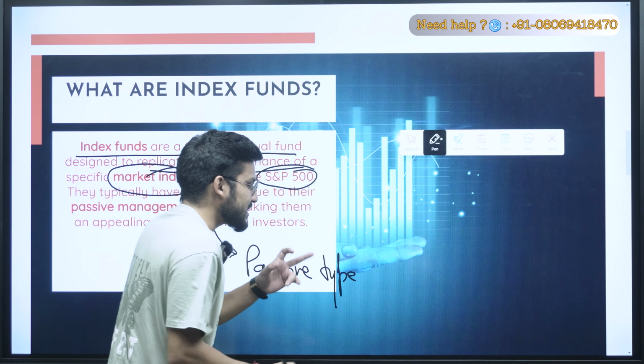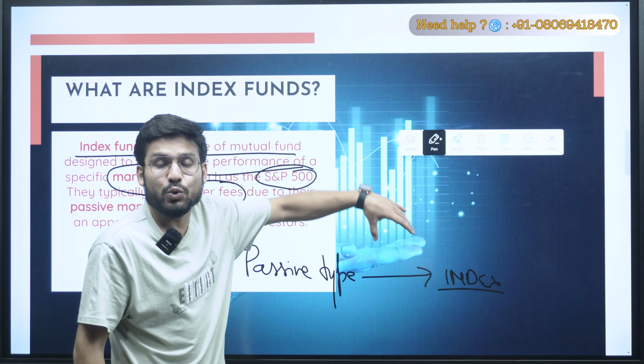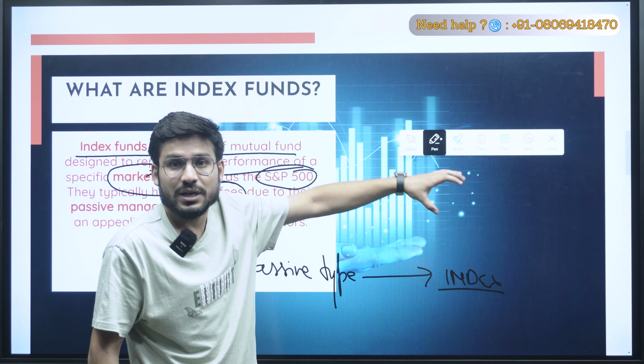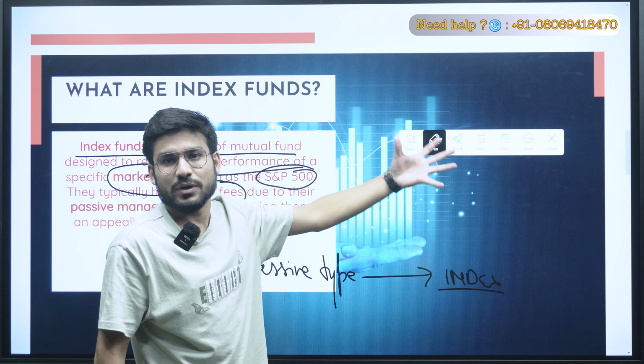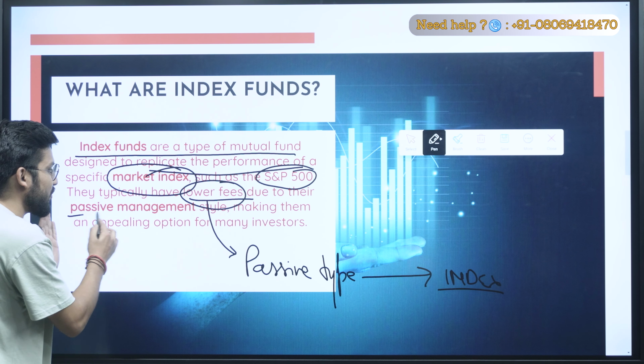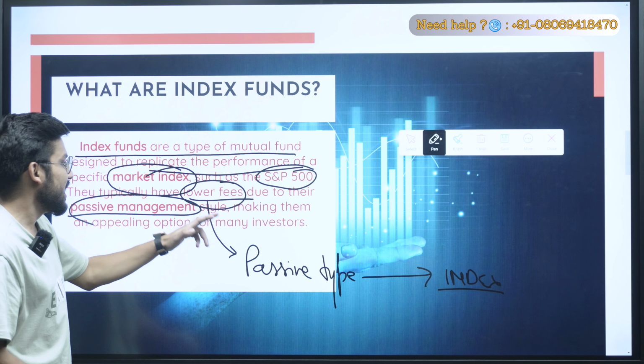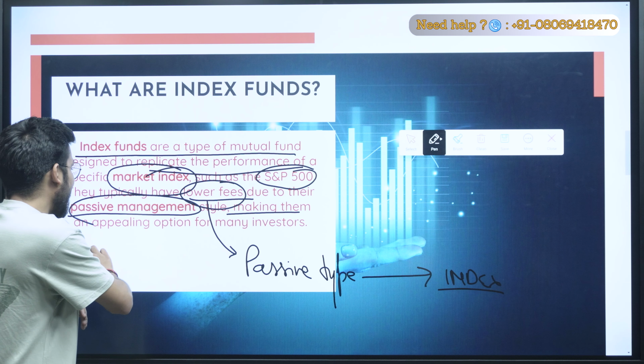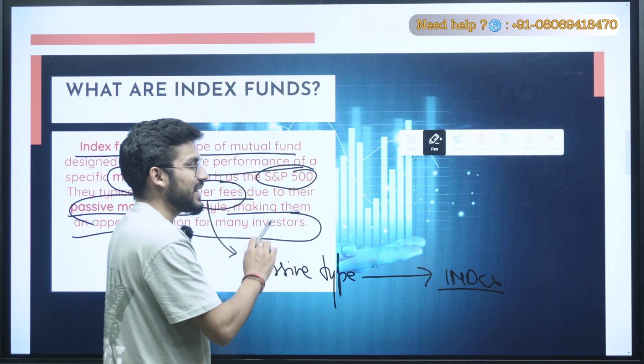They just keep analyzing the index, and whatever is happening in the index, they will just replicate it. Okay, they don't want to take that much risk. They don't want to do that much work, right? So that is why they are charging lower fees, due to their passive management. So you can see it is written here: making them an appealing option for many investors.